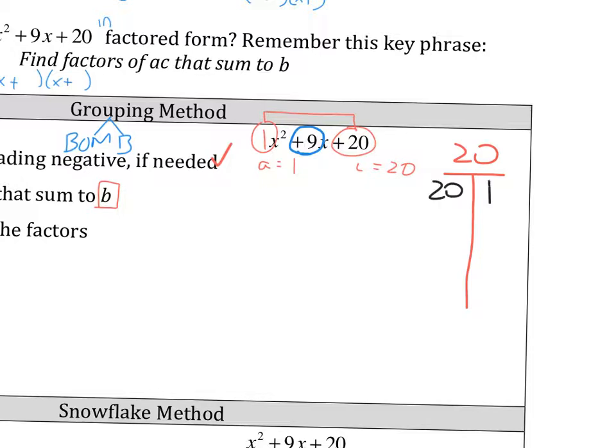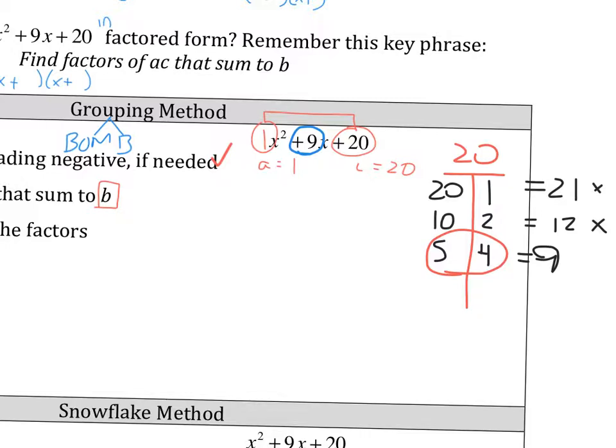20 times 1. That adds up to 21, so that's not the one I want. What's another pair of factors besides 20 and 1? Anybody? 10 and 2. But those add up to 12. Doesn't work. Anybody else? What's another one? 5 and 4. What do those add up to? There we go. So here are the factors that I want. 5 and 4.